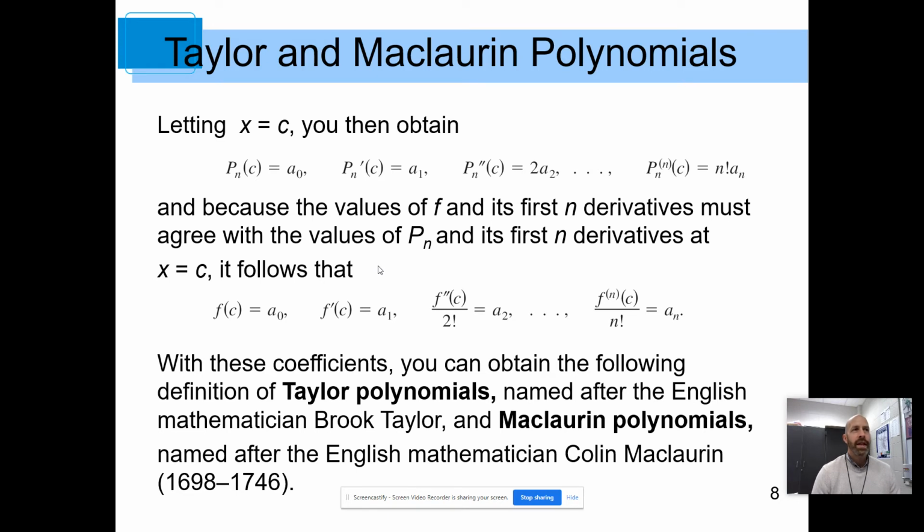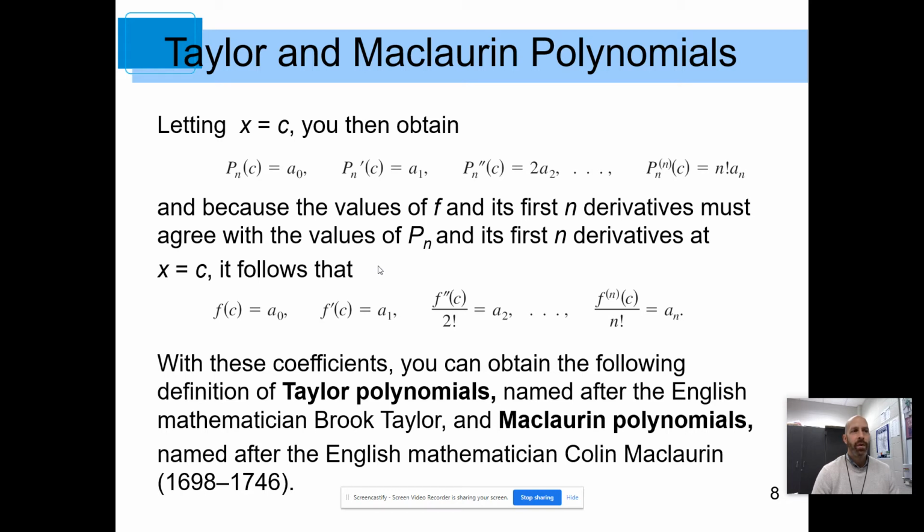Letting x equal c, we would obtain the following. P sub n of c is equal to a sub 0. The first derivative of P sub n is going to be a sub 1. The second derivative of P sub n is going to be 2 times a sub 2, on through the nth derivative of P sub n at c, which is going to be n factorial a sub n. And because the values of f and its derivatives must agree with the values of P sub n and its derivatives at x equals c, we have the following.